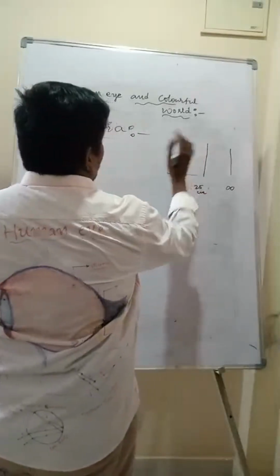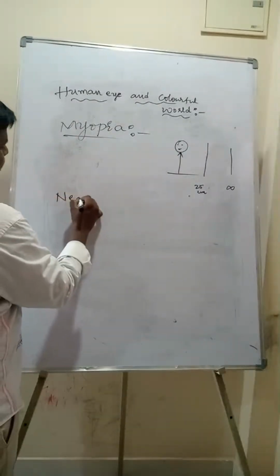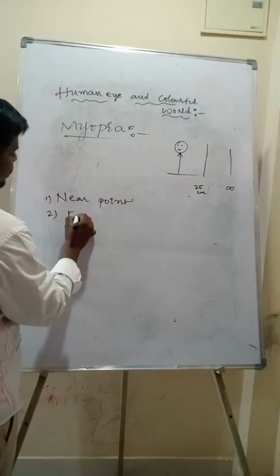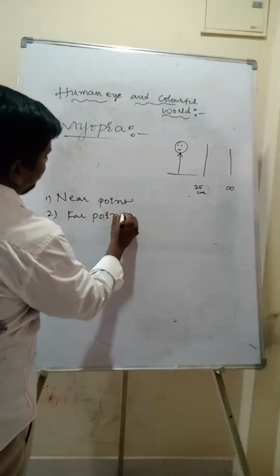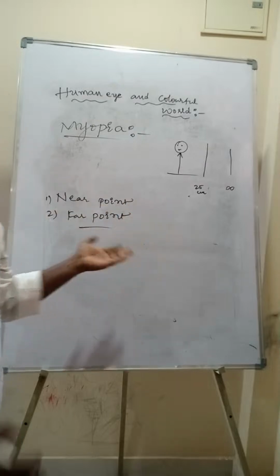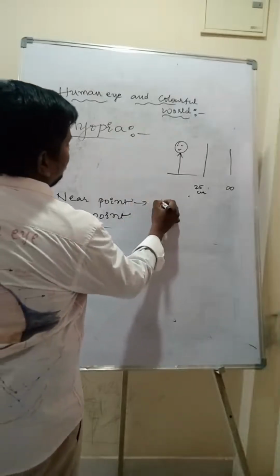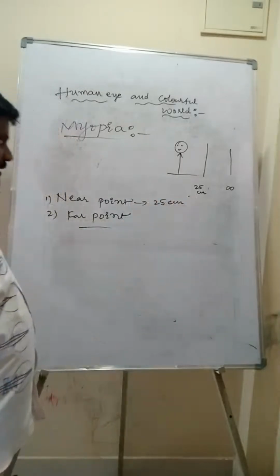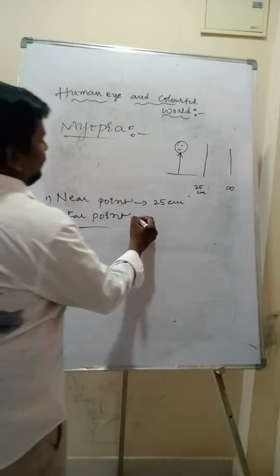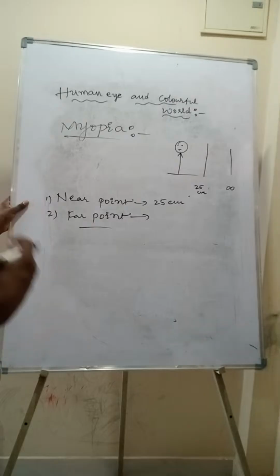Normally, what are the near point and far point? I'll discuss two points: first, the near point; second, the far point. The near point is the minimum distance up to which the person can see clearly without any strain. A healthy person can see an object clearly without any strain at 25 centimeters. Below that we can't see; if you try to see below 25 centimeters, our eyes will get strain and pain.